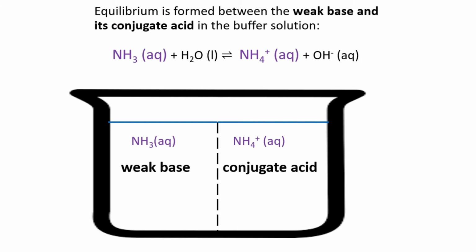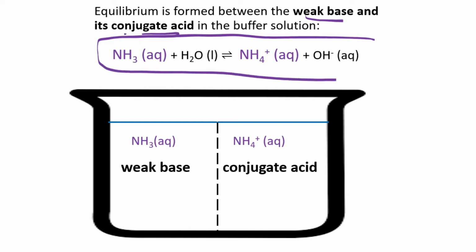Now, when you have these two species together, an equilibrium will be formed between the weak base and its conjugate acid, as followed by the equation below. Bear in mind, a basic buffer would have a high concentration of weak base and a high concentration of conjugate acid.